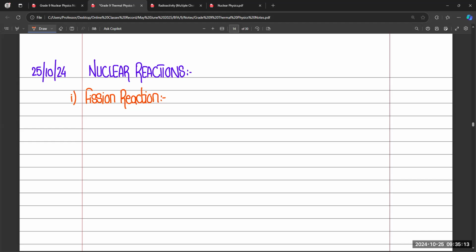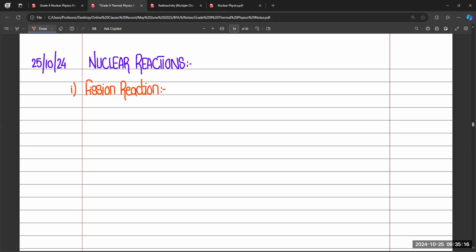Because we are talking about radioactivity, and in this chapter we discussed that radioactivity is the process that takes place in unstable nuclei, and due to that instability, the nucleus starts to emit radiation. So that's why in fission reaction, when we split a large nucleus that is unstable into smaller, more stable nuclei, that is called fission reaction. So the definition and the concept is very simple.